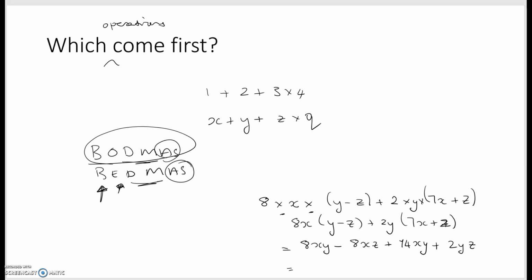And then we can tidy up, if we can. What have we got? 8xy and 14xy, so we get 22xy minus 8xz plus 2yz. And if we needed to, we could factorise a little bit further, but I've run out of space, so I won't. So it's exactly the same rules as before.